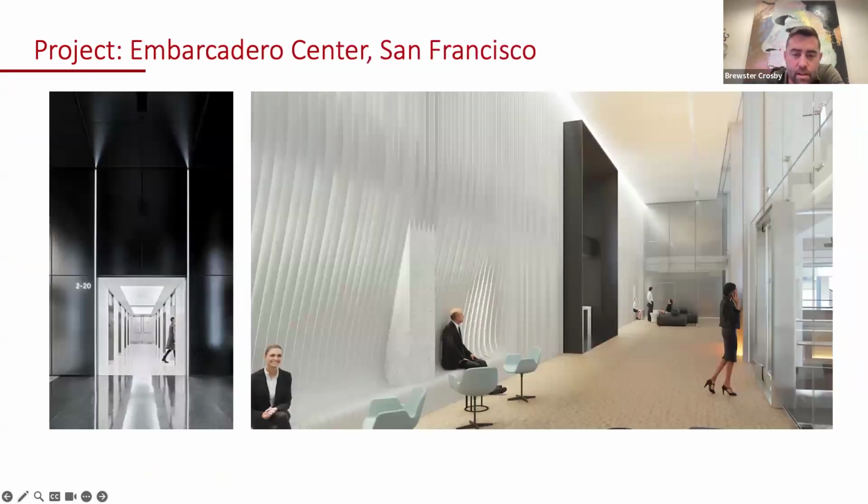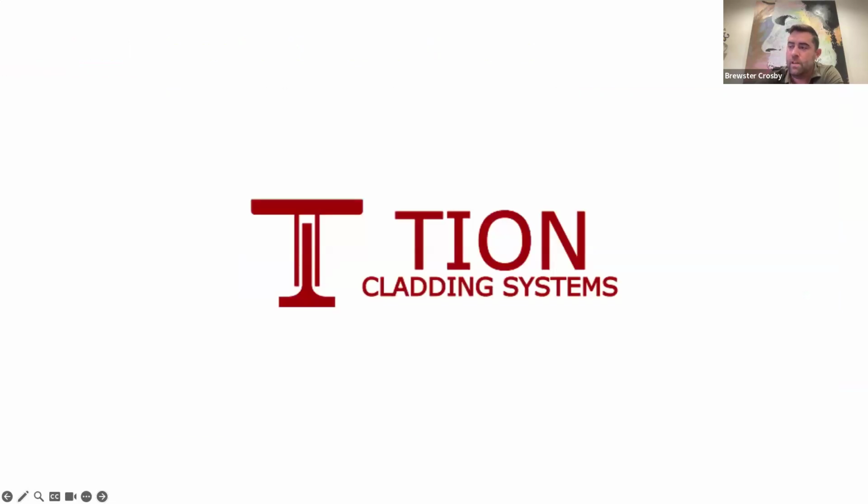And this is just an example of some other type of work we've done, interior cladding as well. There's obviously a huge focus on the exterior, but we do a lot of interior work too. So interior stone, interior cladding of any kind. I don't know if there's anyone from Gensler here, but this is a project we did with Gensler in San Francisco that we won some awards on. So pretty interesting stuff at the Embarcadero Center. And that's in conclusion there.